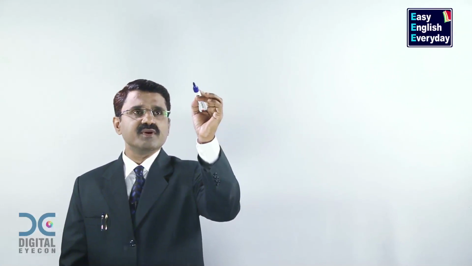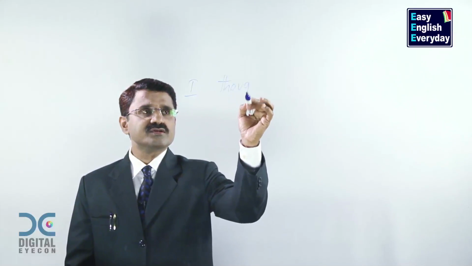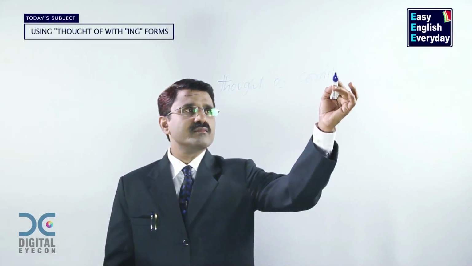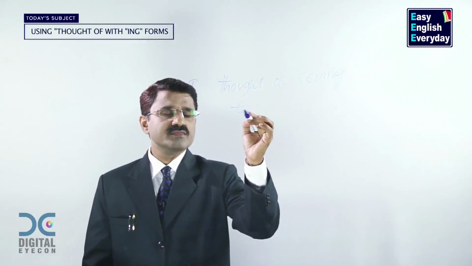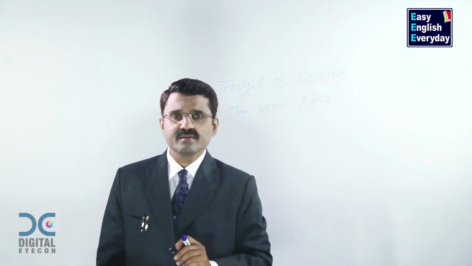Now what do you find in all these examples? Thought of, thought of, thought of. After thought of, what do you find? ing form. Now look at this example. I thought of coming to your place. That's it.